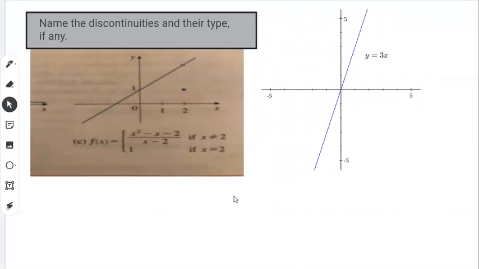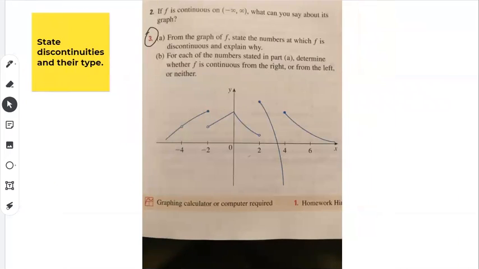Okay, so right here, we want to identify the types of discontinuities and where they are. For this first graph, what you'll see is there's a hole in the graph, but the two ends of the graphs are going to meet at x equals 2. It's just there's a hole in the middle. So we call that a removable discontinuity. And then over here, this graph is just a line, so it's continuous. It doesn't have any discontinuities.